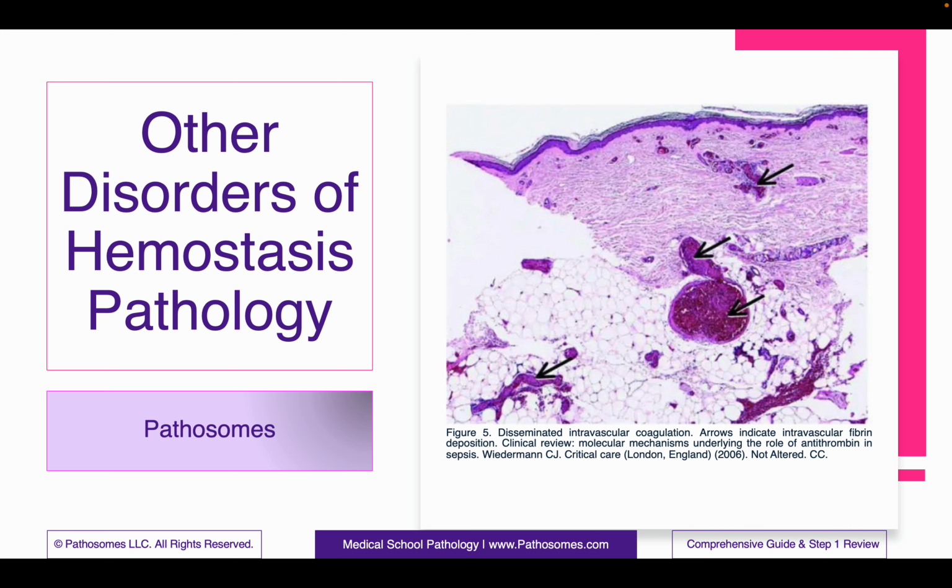You're probably wondering what this image is here to the right. This is a histologic sample of a patient's skin that has disseminated intravascular coagulation. We're going to talk about that and much more.